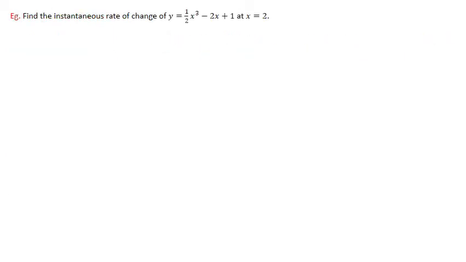Okay, so find the instantaneous rate of change of y equals 1/2 x cubed minus 2x plus 1 at x equals 2. So I would say, because we're not given a diagram, it's kind of hard to draw a tangent line. So use the second method, and that's the y2 minus y1 over x2 minus x1.